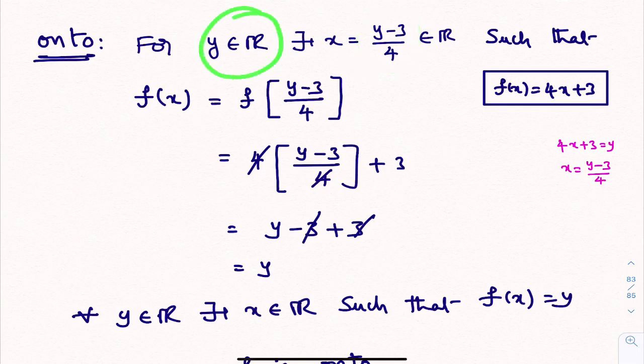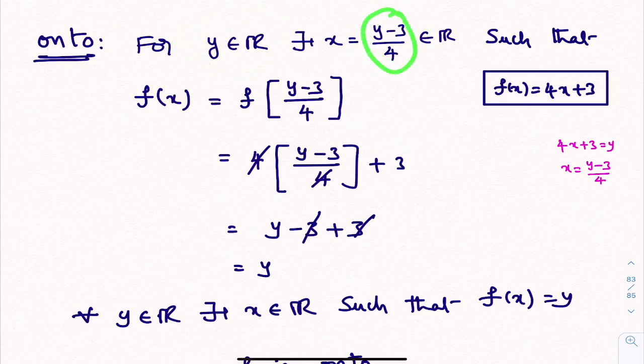What you need to check? Whenever y is a real number, you need to check whether this x is a real number or not. Here, for all y a real number, is x a real number or not? You take any one real number, 1 by 2.